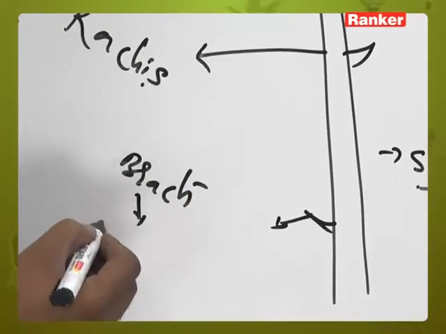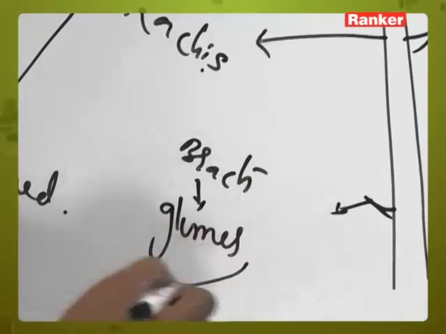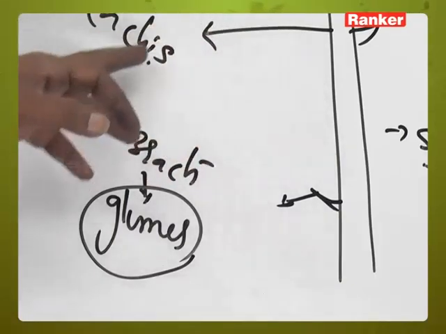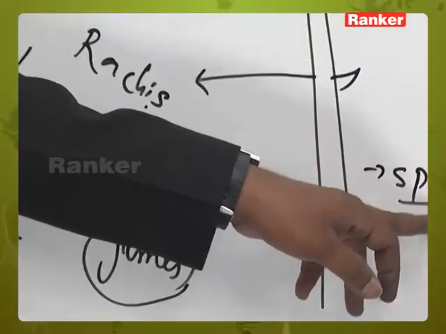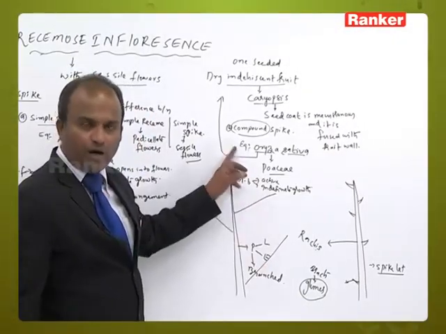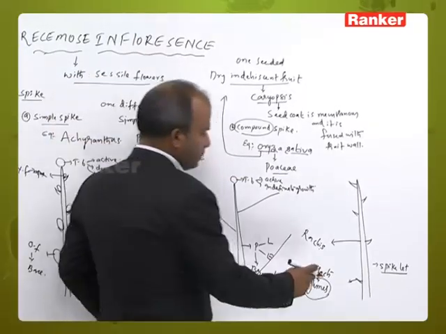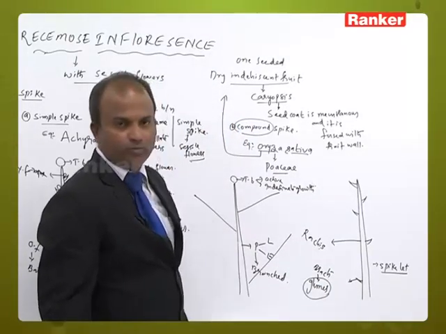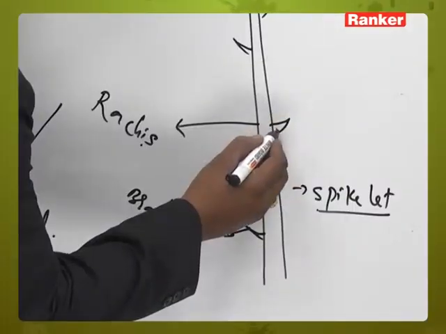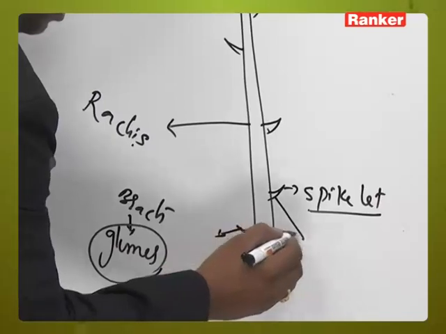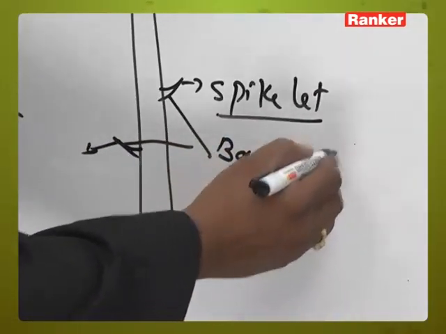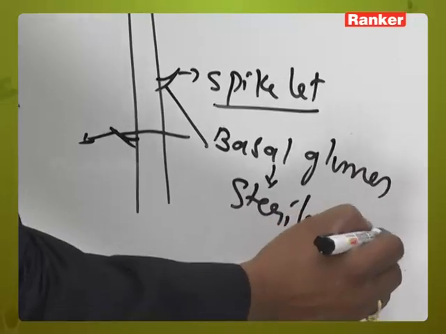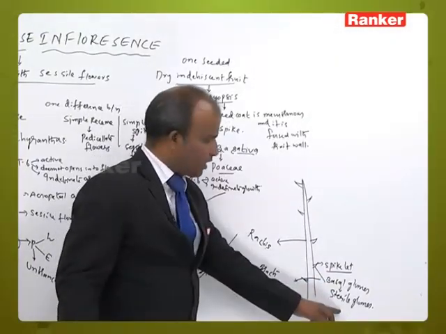These bracts are called glumes. These bracts are present upon the rachis, which is nothing but the axis of the spikelet. The spikelet itself is nothing but a branch of the compound spike, and here these bracts are called glumes. The basal glumes are called sterile glumes.